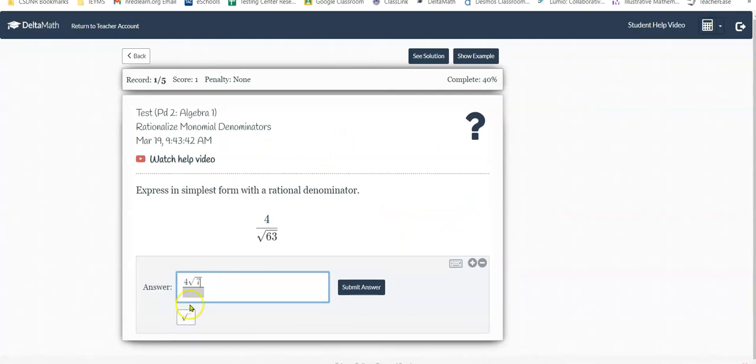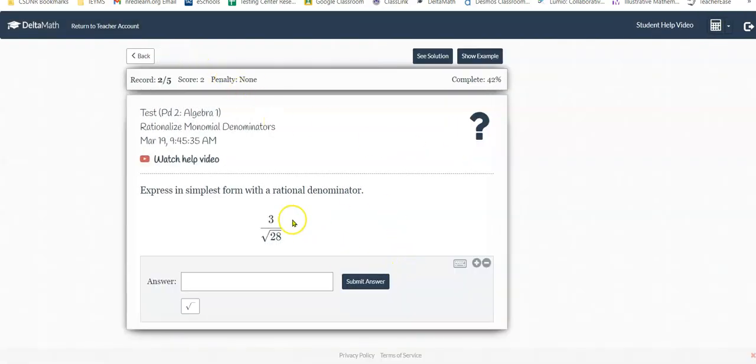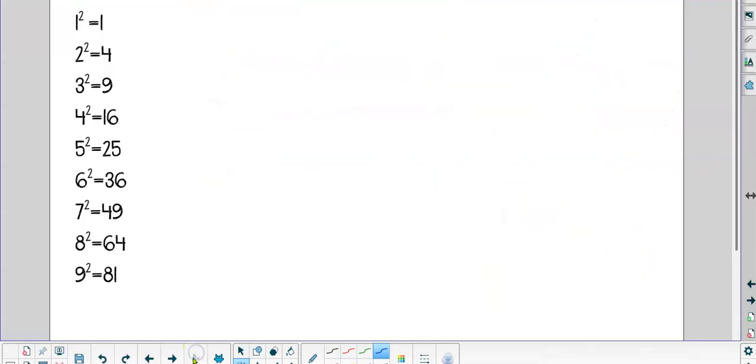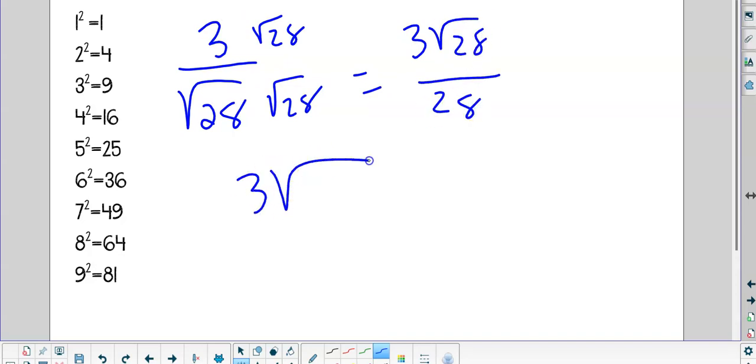4 square root of 7 over 21. Okay, one more time. 3 over the square root of 28. I'm going to multiply them both by the square root of 28. That leaves me with 3 square roots of 28 over 28. And I know that 28 can be written as 4 times 7.